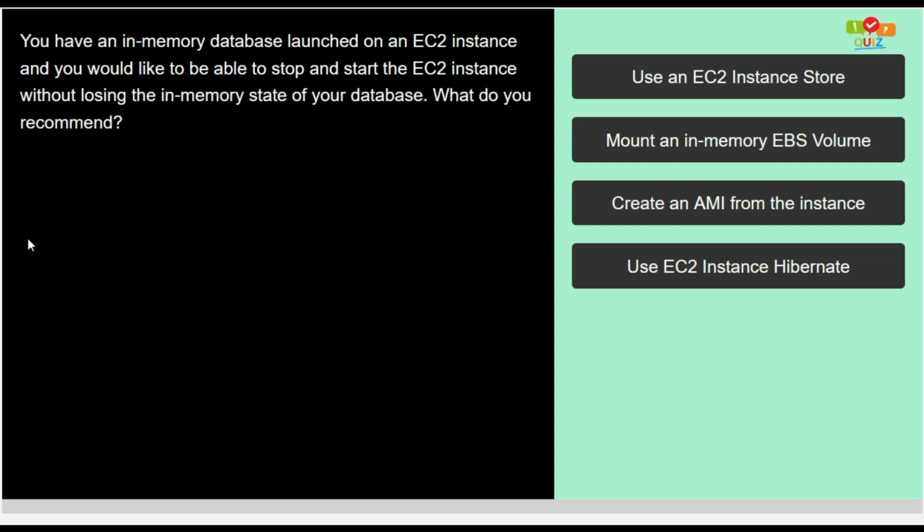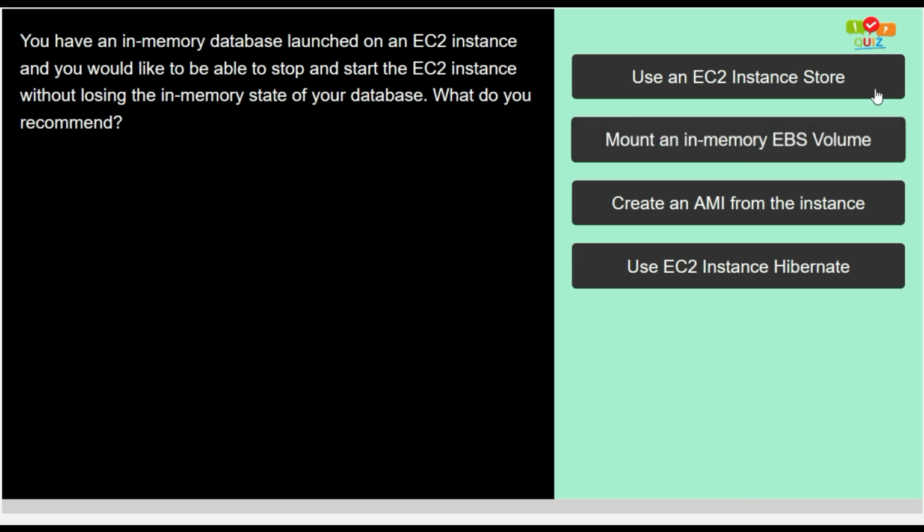So let us begin with our first question. You have an in-memory database launched on an EC2 instance and you would like to be able to stop and start the EC2 instance without losing the in-memory state of your database. What do you recommend? So you have 4 options over here.